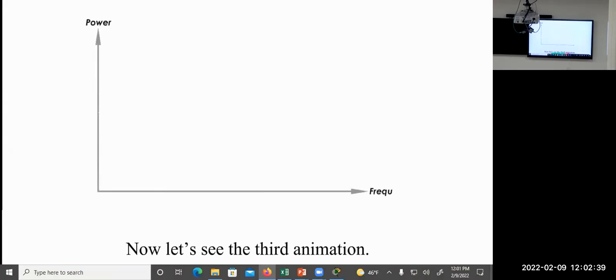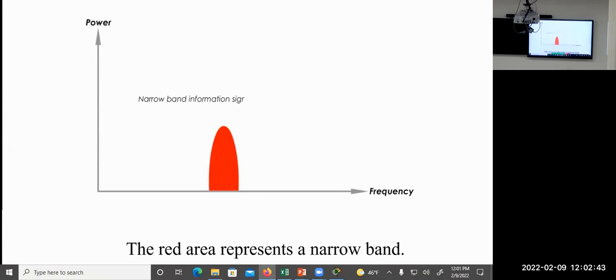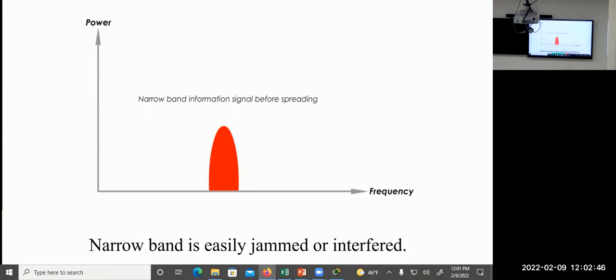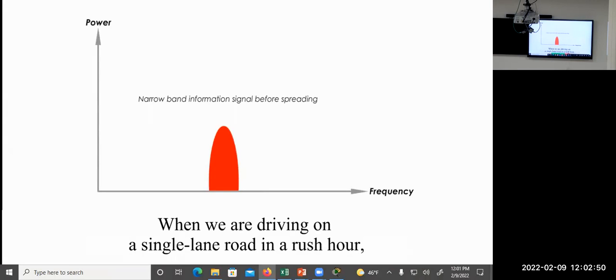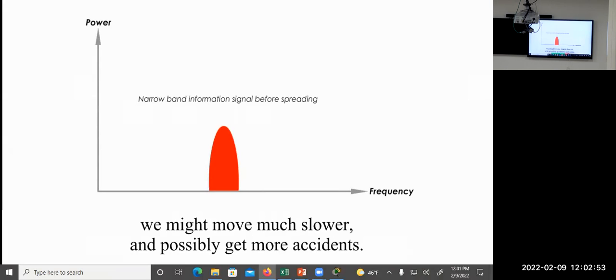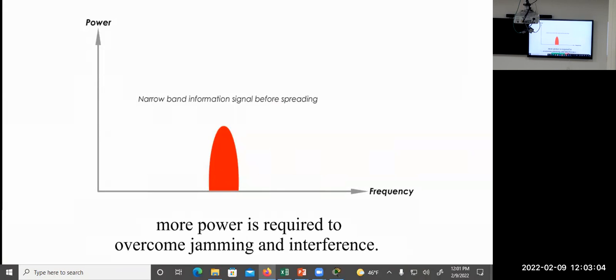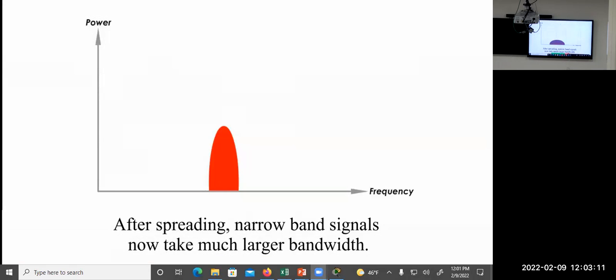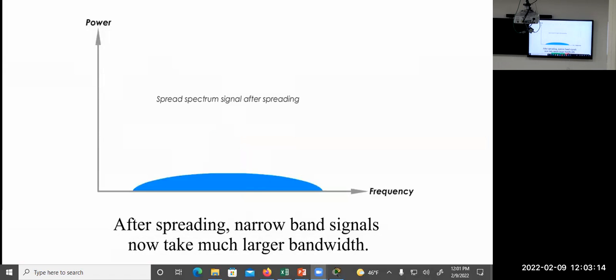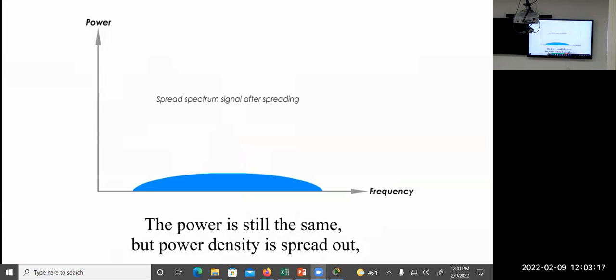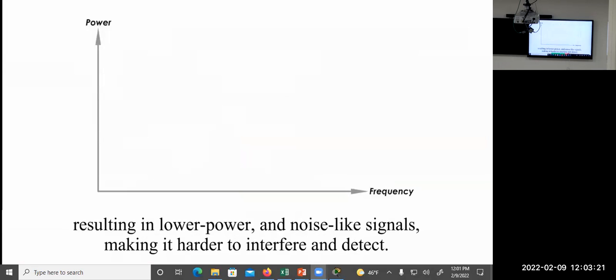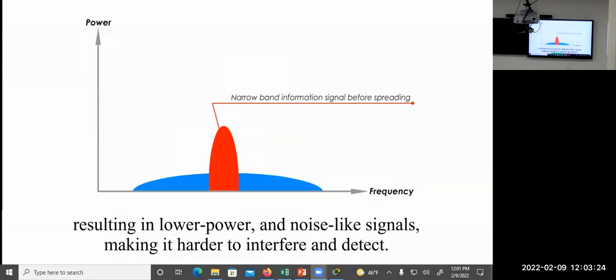Now let's see the third animation. The red area represents narrowband. Narrowband is easily jammed or interfered. When we're driving on a single-lane road in rush hour, we might move much slower and possibly get more accidents. In narrowband wireless communications, more power is required to overcome jamming and interference. After spreading, narrowband signals now take much larger bandwidth. The power is still the same, but the power density is spread out, resulting in lower power and noise-like signals, making them harder to interfere with and detect.